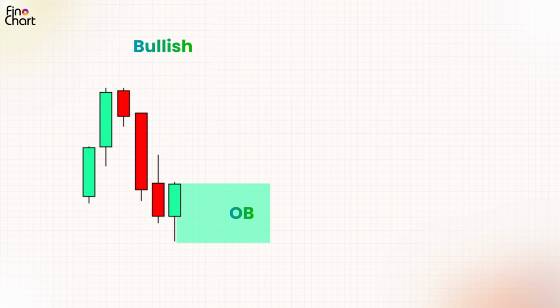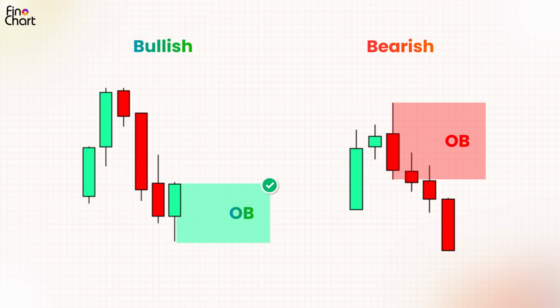Point number 3, in a bullish market structure, you should always be marking bullish order blocks and planning long trades accordingly. In a bearish or downtrend market structure, you should be marking bearish order blocks and planning short trades. Always trade in the direction of the market structure, never against it.